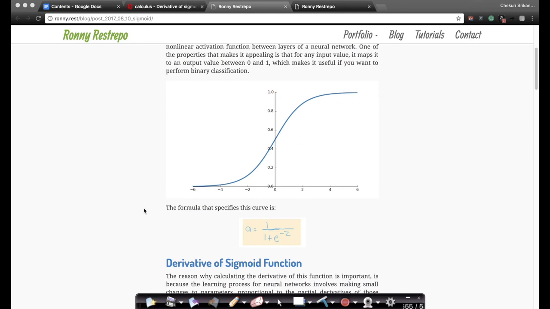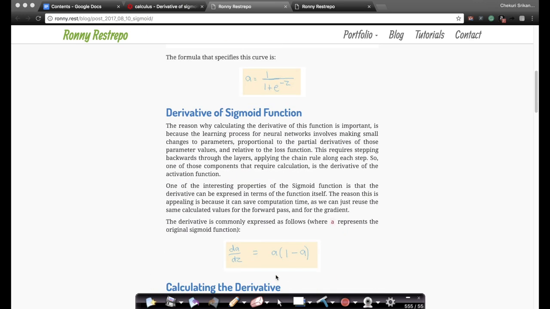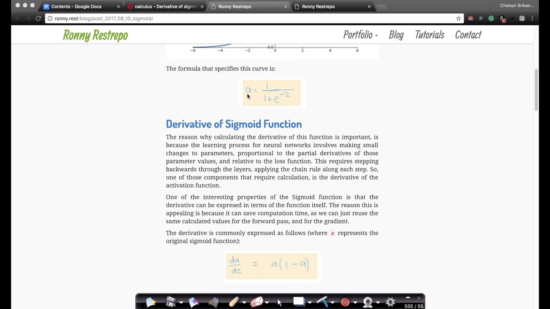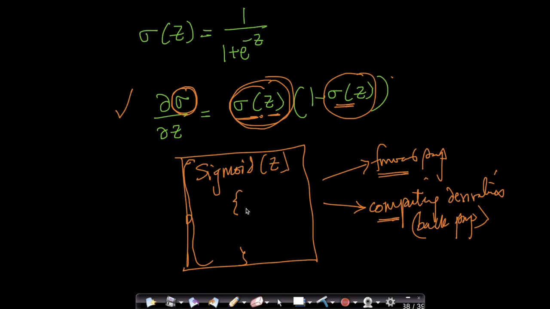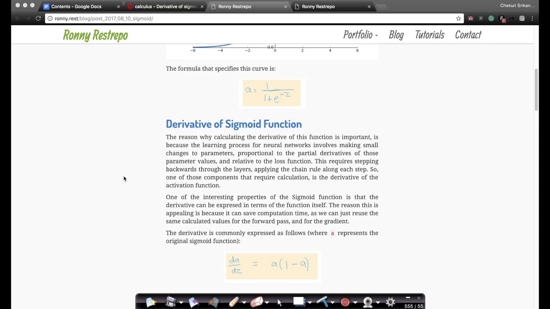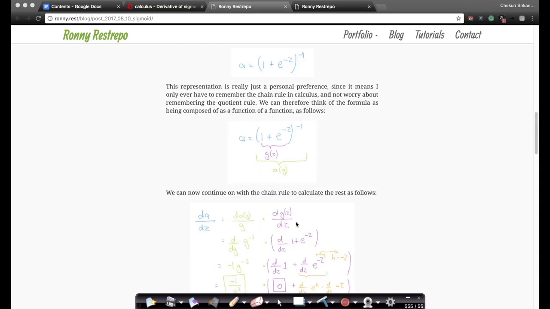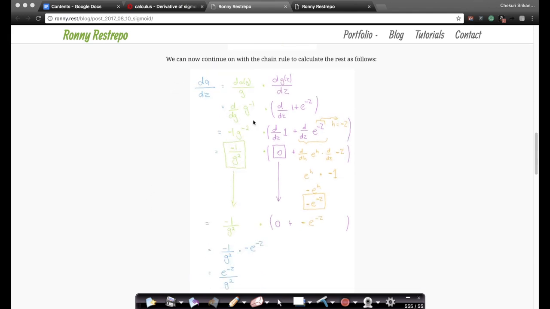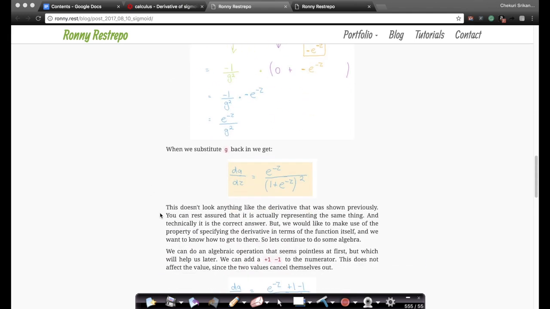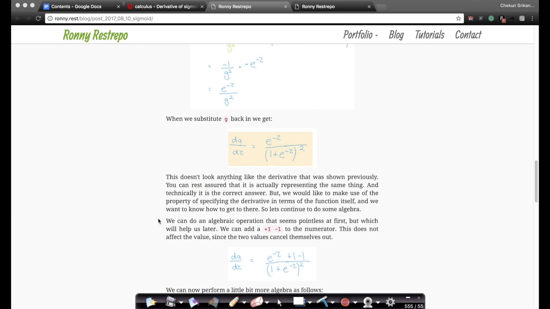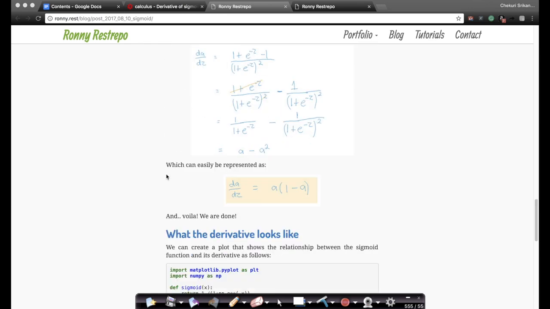And there is a nice detailed explanation of how to compute the derivative of sigmoid. So if they're representing sigmoid as a, the derivative of a with respect to z is a into 1 minus a. This is exactly what we wrote here. Derivative of sigmoid is sigmoid multiplied by 1 minus sigmoid. They also derive all of these details. They apply chain rule for you. So if you really want to derive it on your own, please follow these steps. It's a very well written blog. I've given a reference link to this blog in the description section of this video.